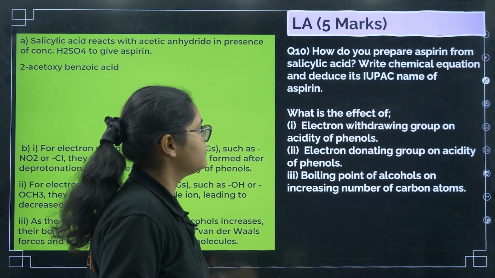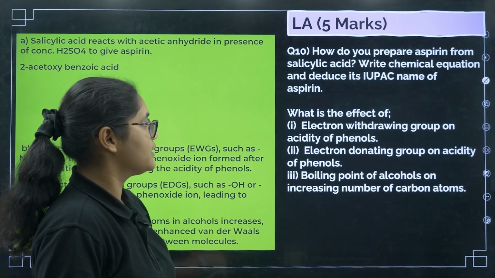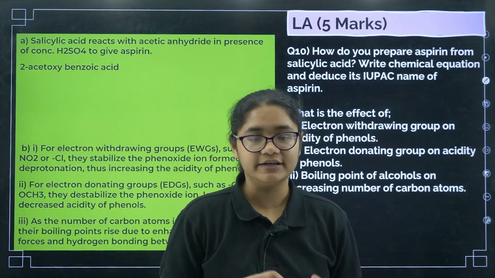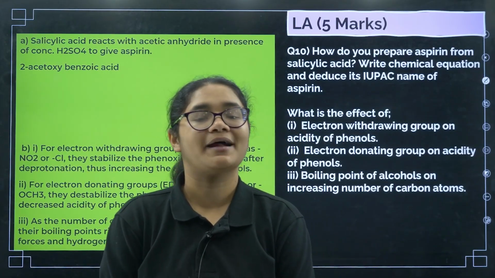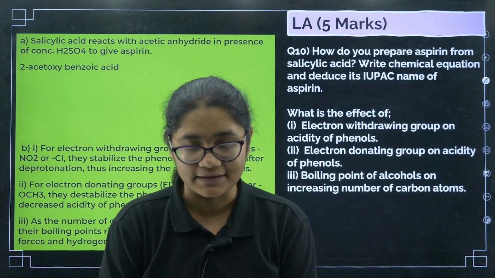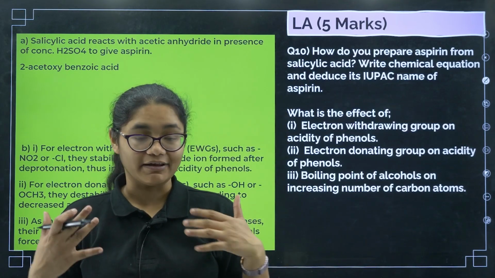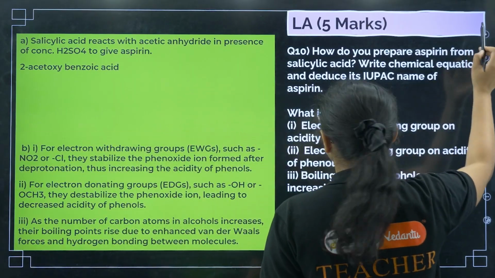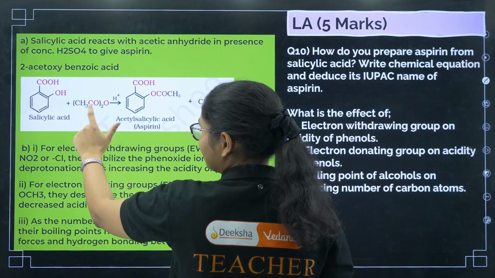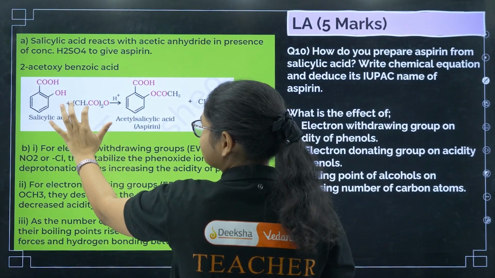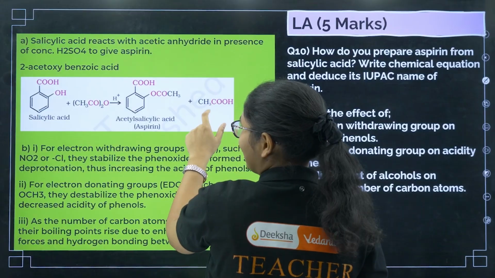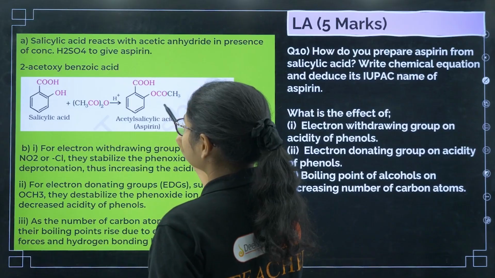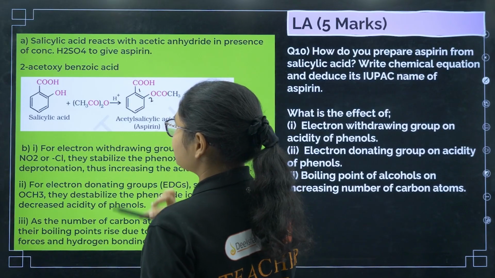How do you prepare aspirin from salicylic acid? And write the chemical equation and deduce the IUPAC name of aspirin. So aspirin is a drug which is used in medicines. So when you take salicylic acid and you do acylation of salicylic acid, we get aspirin. Okay, you can see the reaction like this. Yes, so this is your salicylic acid, and when you do acylation by using anhydride, this OCOCH3 is formed here, and acetic acid is formed. This is your aspirin, and what is its IUPAC name? 2-acetoxybenzoic acid. So this is 1, this is 2, 2-acetoxybenzoic acid.